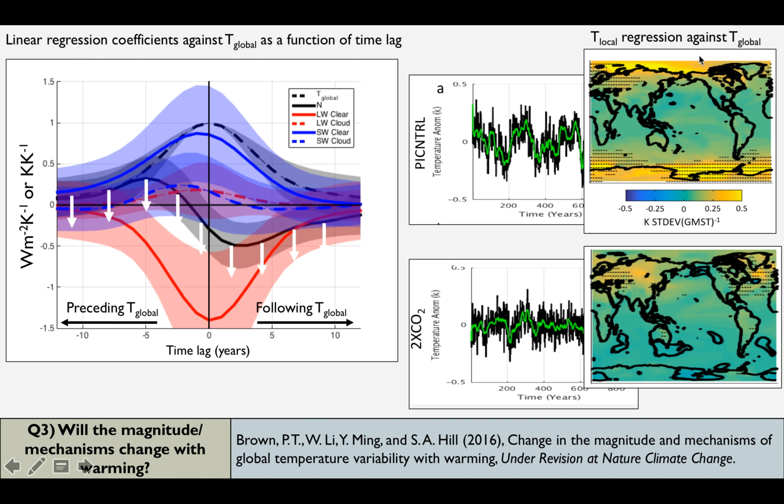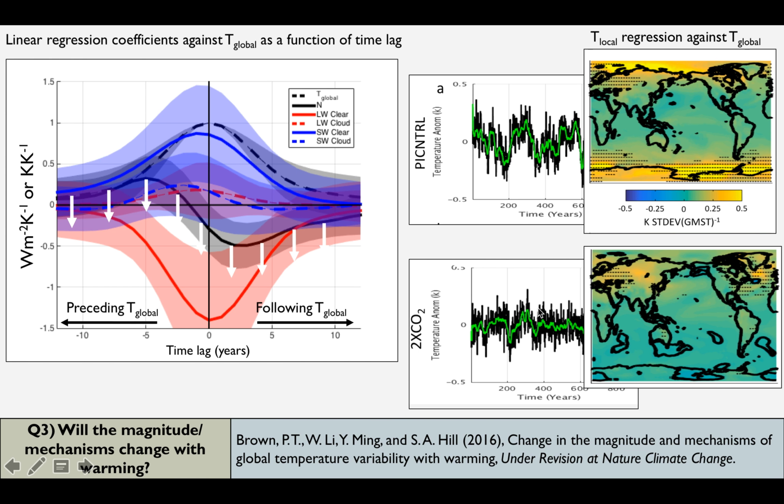variability change as well. So in the pre-industrial control run, here's local temperature regressed against global temperature. In the pre-industrial control run, most of that variability in global temperature was driven by these high latitudes, so driven by the Southern Ocean as well as the Arctic Ocean. Variability in those locations was primarily responsible for global temperature variability.